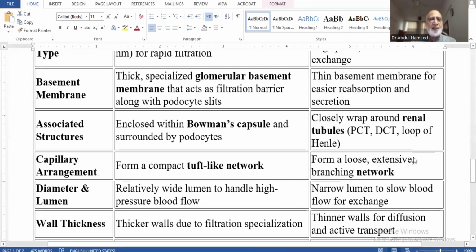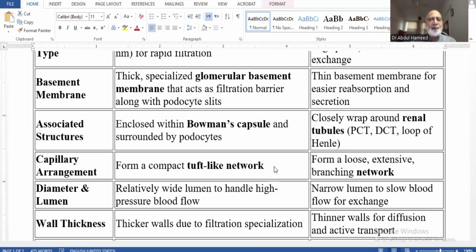So associated structure: the glomerular capillaries are enclosed within the Bowman's capsule and surrounded by podocytes of the Bowman's capsule, which is part of the nephron. And the peritubular capillaries closely wrap around the renal tubule, maybe the proximal convoluted tubule, maybe the distal convoluted tubule, or the loop of Henle. So capillary arrangement, their special feature is the presence at that particular area where we consider their function.